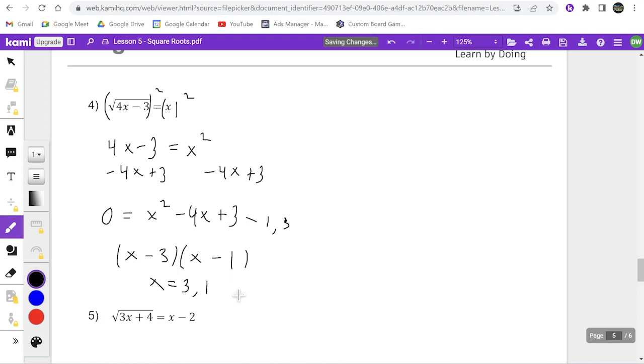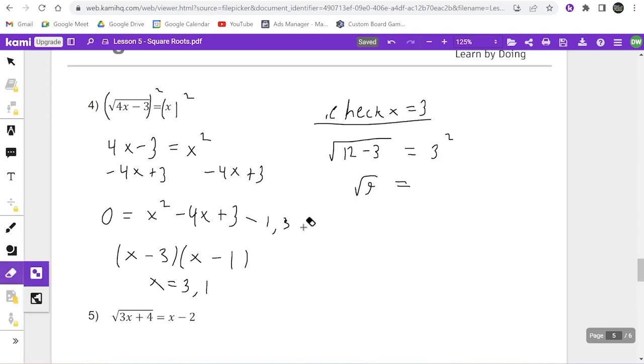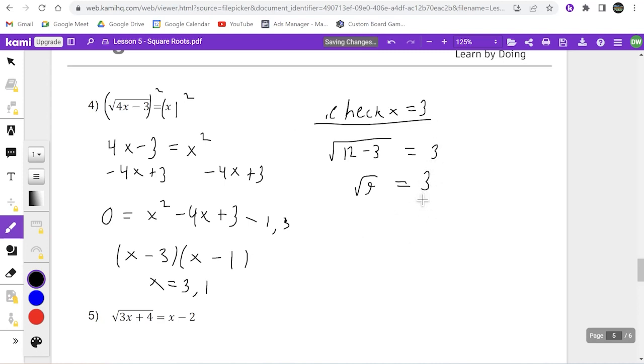Now we've got to check these answers. So first, I'm going to check x equals 3. So that would be the square root of 4 times 3, which is 12, minus 3 equals 3 squared. So 12 minus 3, that's root 9, equals, oh, whoops. I just made a mistake. I squared the 3, right? Like I squared the x. So when I'm actually plugging in, don't plug in x squared, just plug in 3. That was my bad. So in other words, we just have 3 on the right side. Root 9 is 3, so 3 equals 3. Check, we're good. And now if I want to check x equals negative 3, I'm sorry, why did I say negative 3? I meant positive 1.